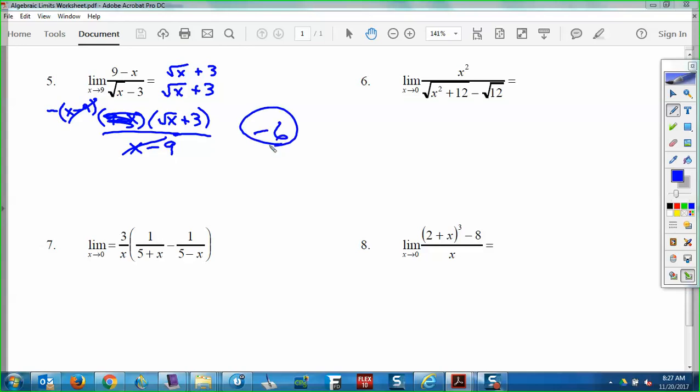So that's the conjugate method, right? You got a radical, be thinking about doing that. Here we got a radical minus a radical, so I would do radical plus a radical. And I would do that over here as well.